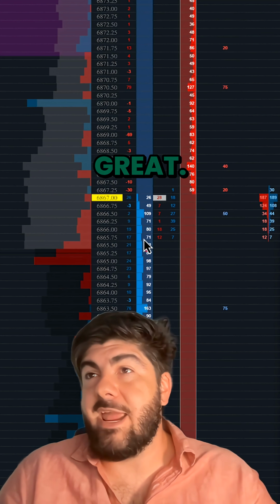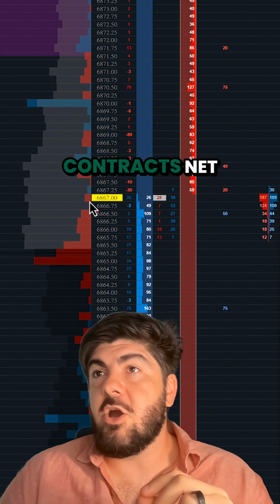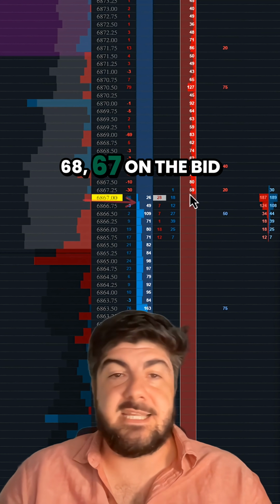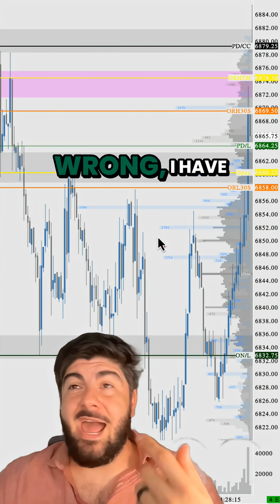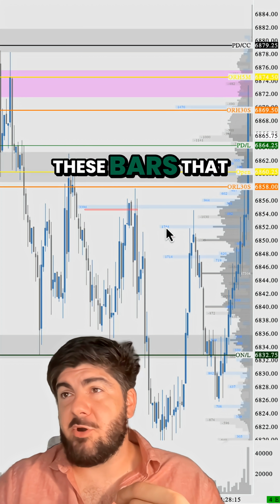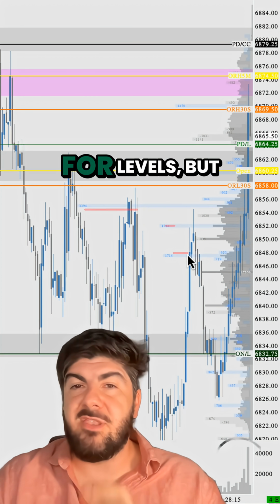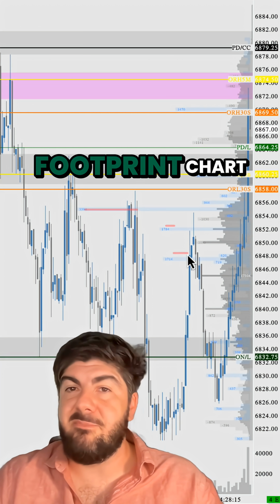And delta is great, but if we look at this price ladder, what it's telling you is how many contracts net total traded at 68.67 on the bid and on the ask. And don't get me wrong, I have delta on my chart, which is these bars that stick out from the left in a volume profile, so it is useful for levels, but it doesn't help you read the real-time auction, which is what the footprint chart does.